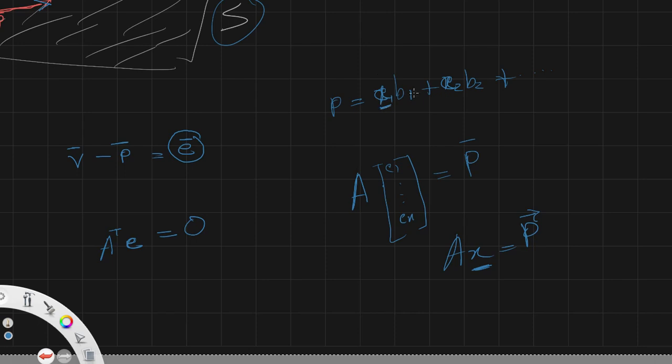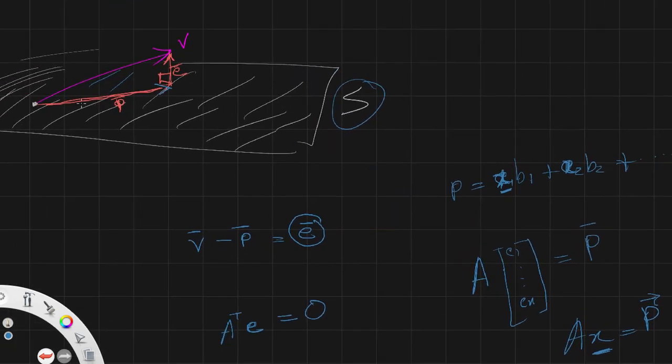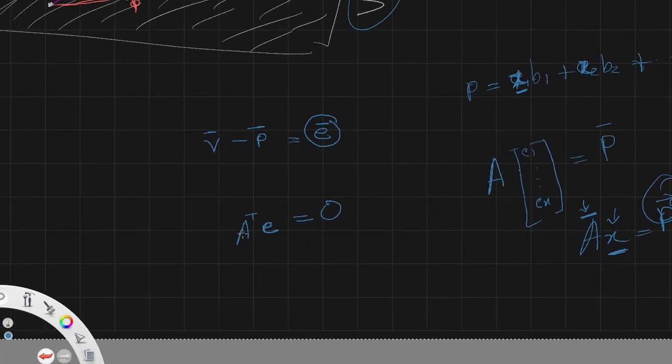What are the scalars x1, x2, and so on? What are the scalars for which we can get this projected vector? Because we are trying to find P, right? If we get x, we already know A, we will get Ax equal to P. We can find this. All right, so A transpose E is equal to 0. We got that. We also know that P is equal to Ax. So let's write A transpose times E, which is V minus P. V minus what is P? P is equal to Ax.